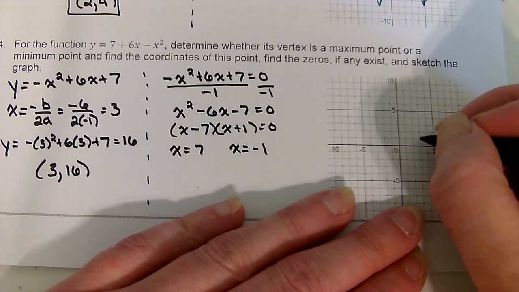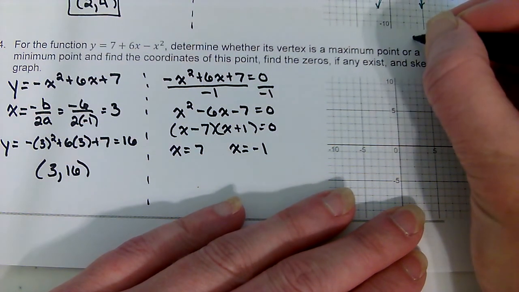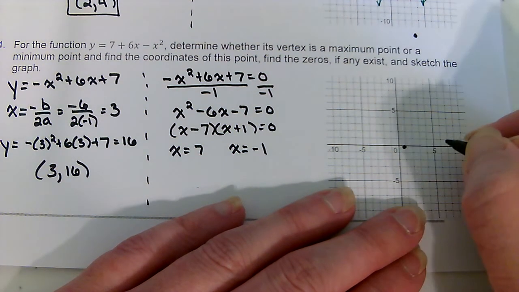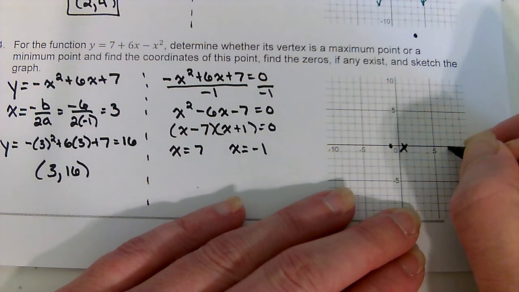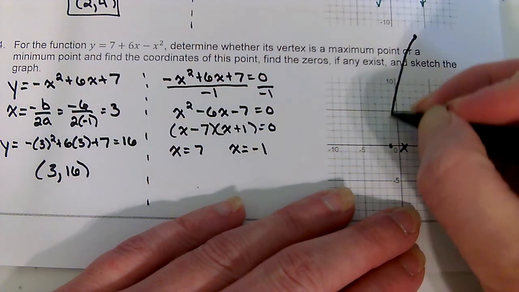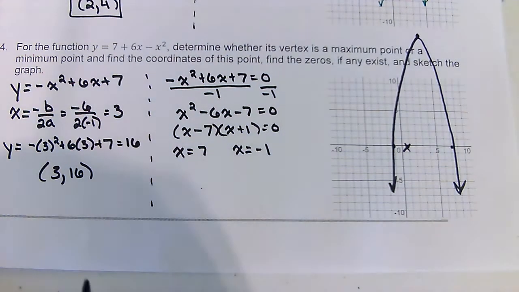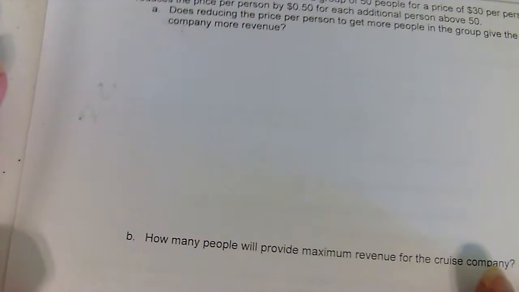So I know the 16 is off the page. I'm sorry about that. 5, 10. It'd be way up here. And then the -1. Oops, that is not the right point. And 7. And we have a sketch. You could also be using your calculator to help you sketch.